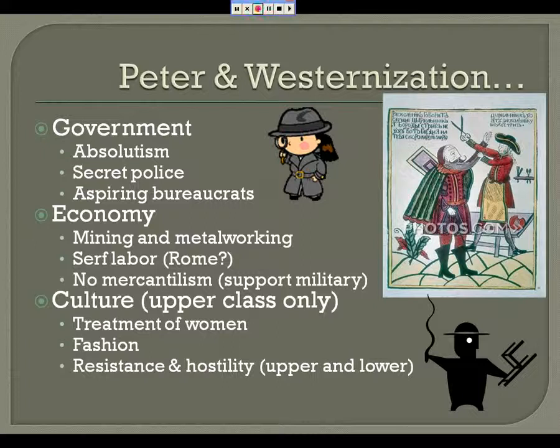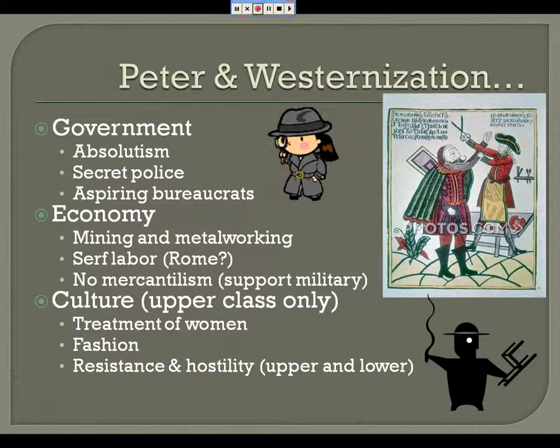The upper class is furious about this because they feel like they're being treated like children, told how to dress, how to wear their hair. The lower class is okay with some of these changes, but they're also annoyed that so many Western things are coming in. They feel like their sense of being Russian is being taken away.